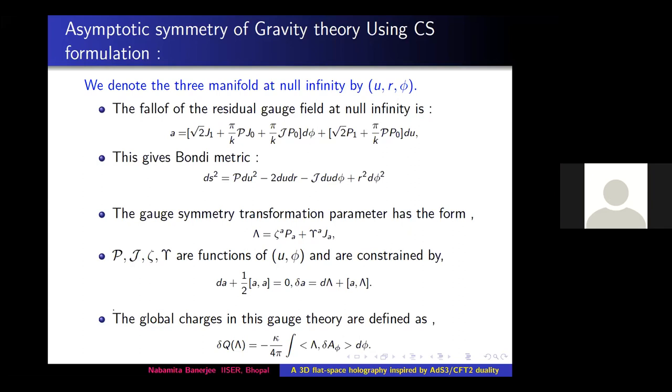So, Namita, can I ask this question about these final comments that you're making about the string theory? Yeah. This is again this question of like, what are the backgrounds in string theory which has this kind of supersymmetry?